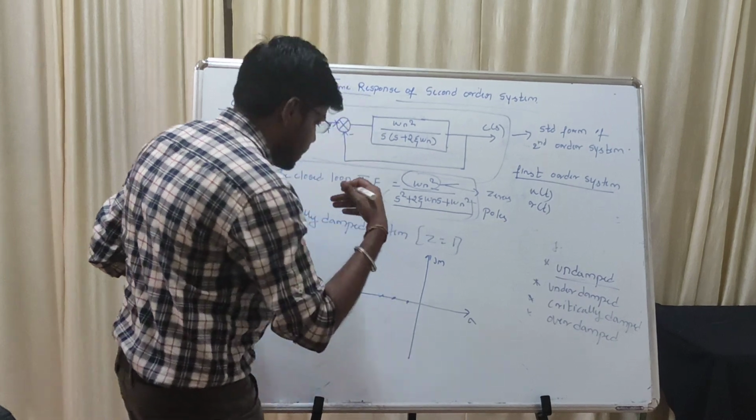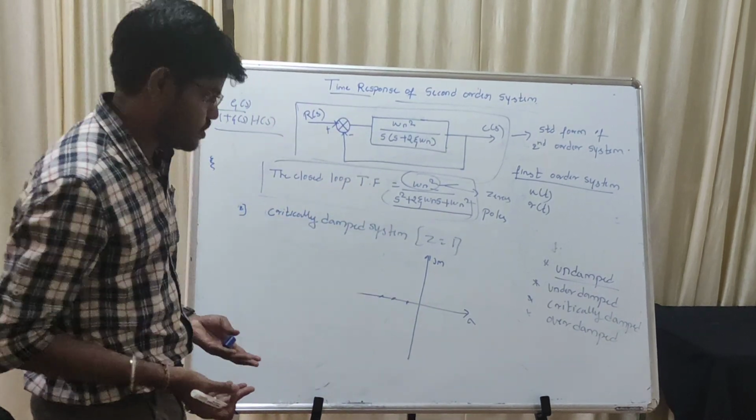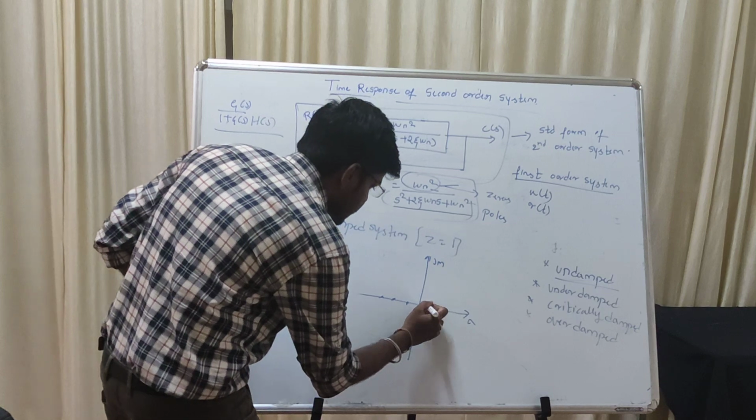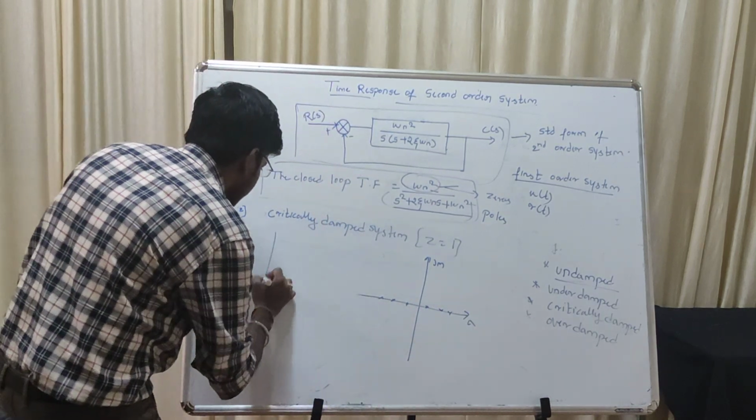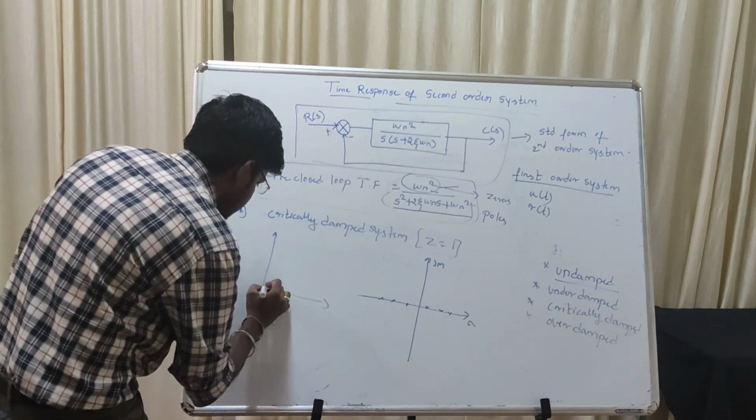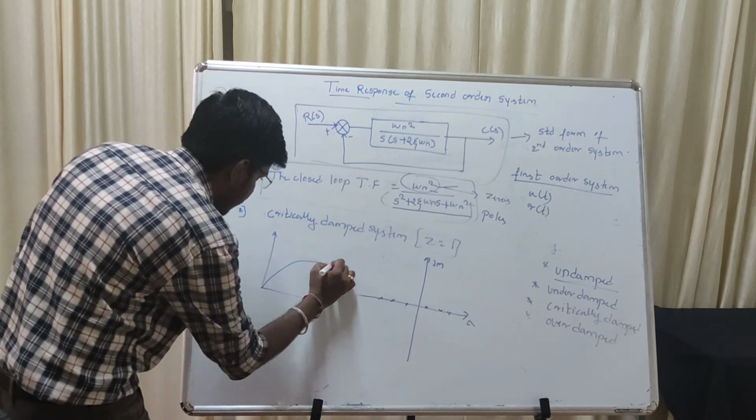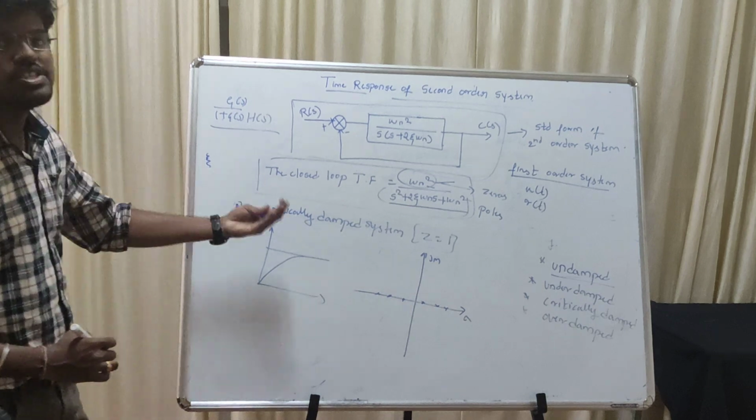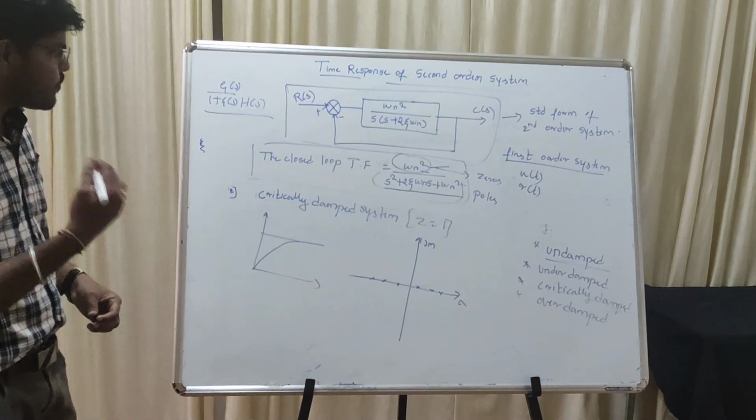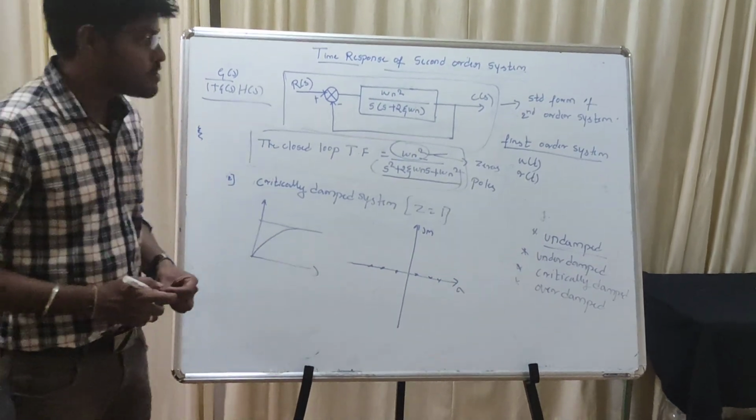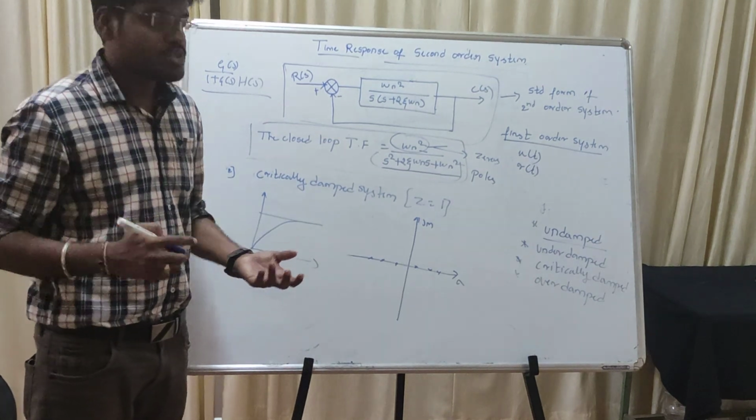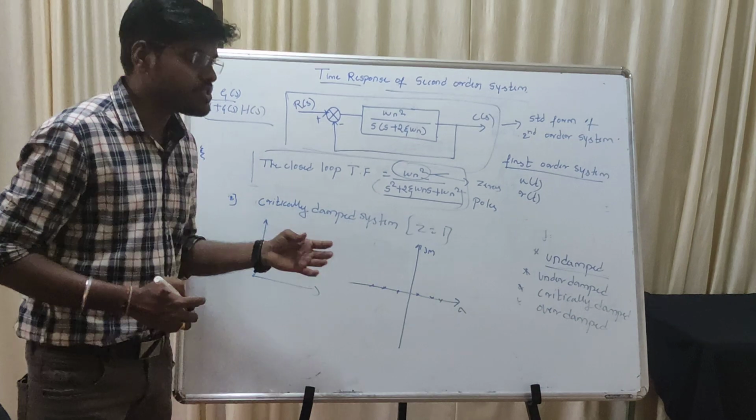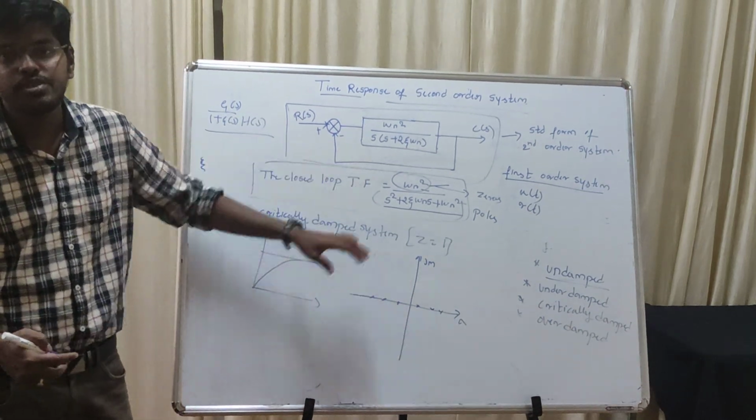You get an equal pair of roots. If you see the response of a critically damped system, it increases slowly and reaches the final value. It remains constant. Whereas in the case of an underdamped system, the transient response of the system is oscillatory. Hence the control systems are mainly designed for underdamped systems.